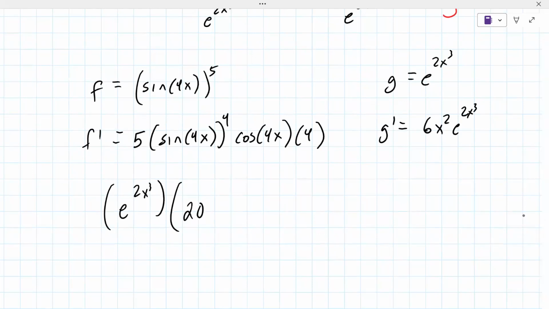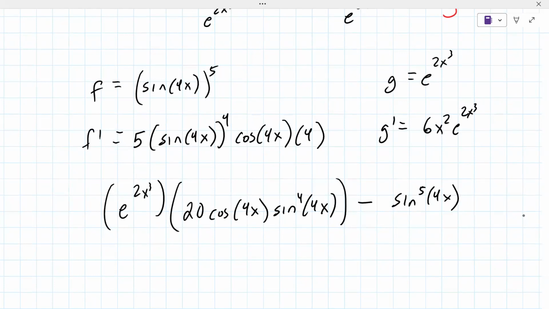about. So if you simplify, it's 20 cosine 4x sine to the power of 4x, like you want to do that for the AP, minus the top sine 5 4x times root of the bottom, all over the bottom squared.